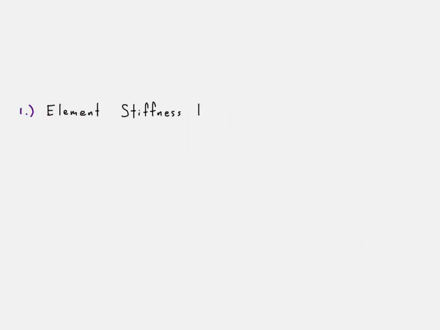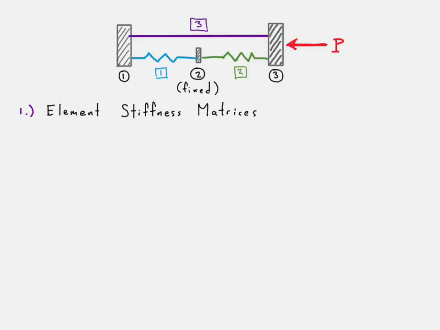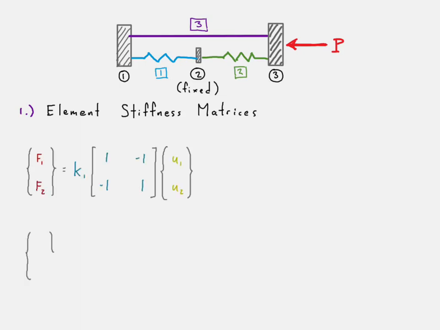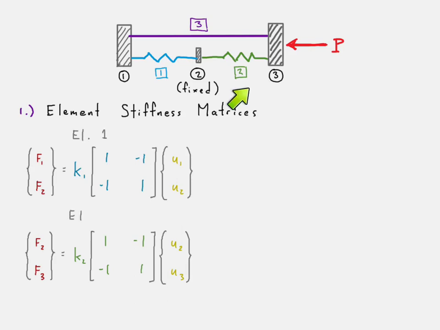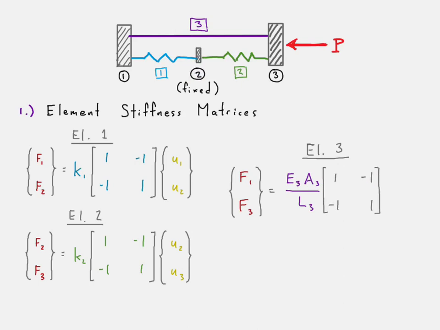Okay. So we start with part 1, which is the element stiffness matrices. Drawing our whole item again, we take a look at element 1 right here, and we take a look at element 2 right here. Just our basic spring stiffness matrix equations. And then we also take a look at element 3. Note that element 3 connects nodes 1 and 3, and so we're careful to illustrate that in our equation there.